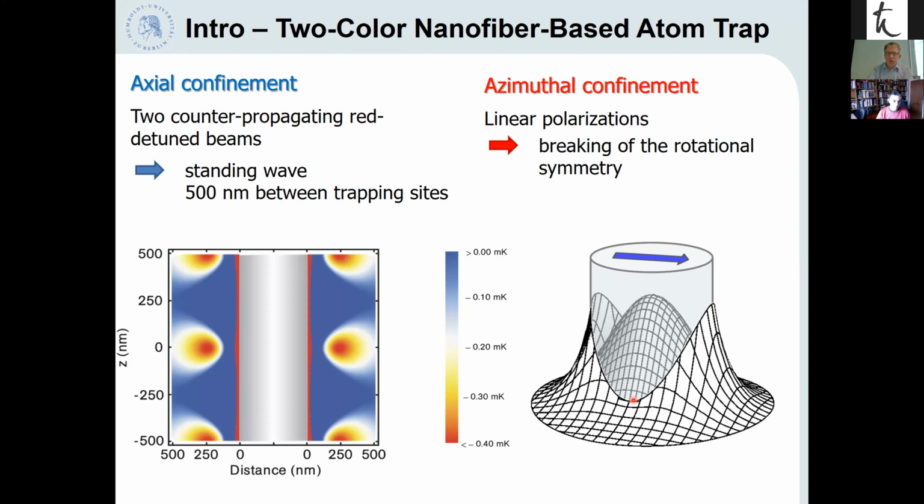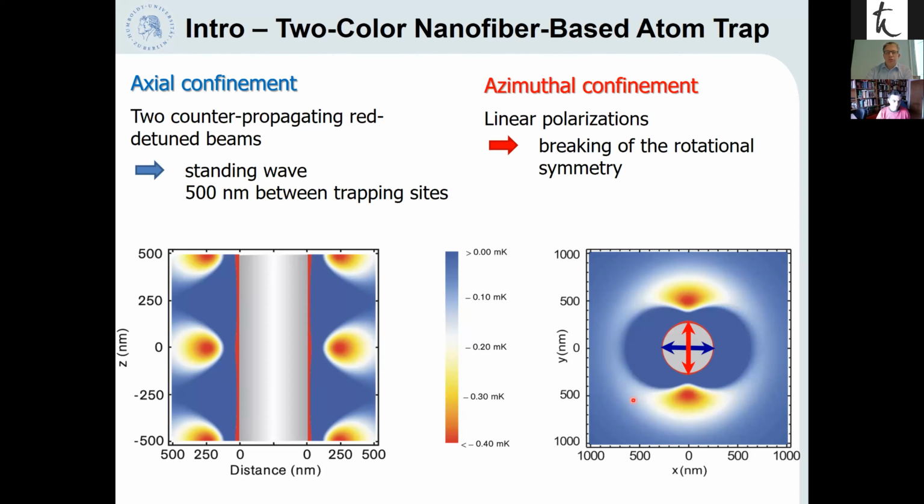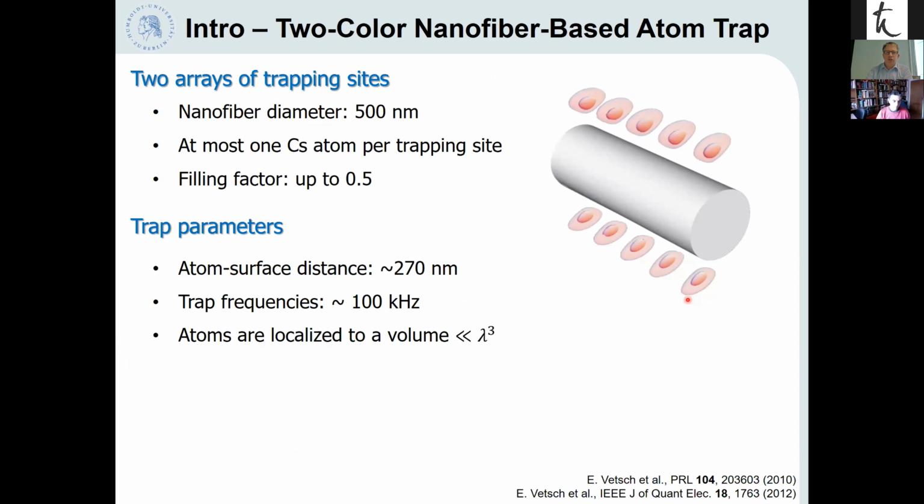So if we now launch our two red and blue detuned trapping light fields such that they are orthogonally polarized, then we can have a situation where we have a more attractive red detuned light field here and a higher intensity of the repulsive blue detuned light field here, and thus we also obtain a stable trapping minimum in the azimuthal direction. So if I now sketch the resulting trapping potential in 3 dimensions, then we see that we obtain 2 linear arrays of trapping sites above and below the nanofiber.